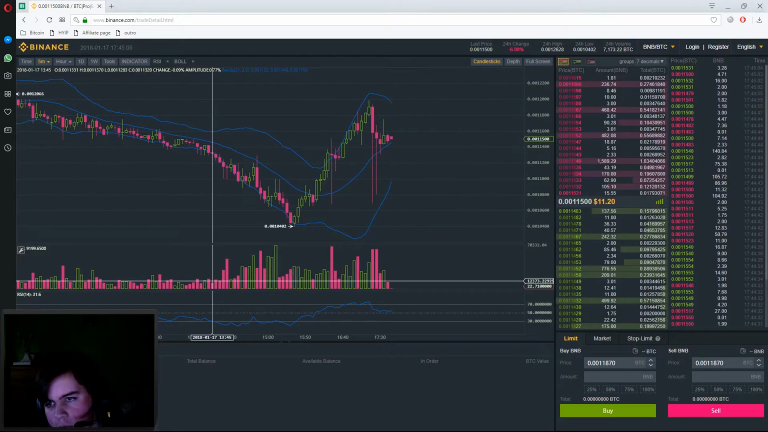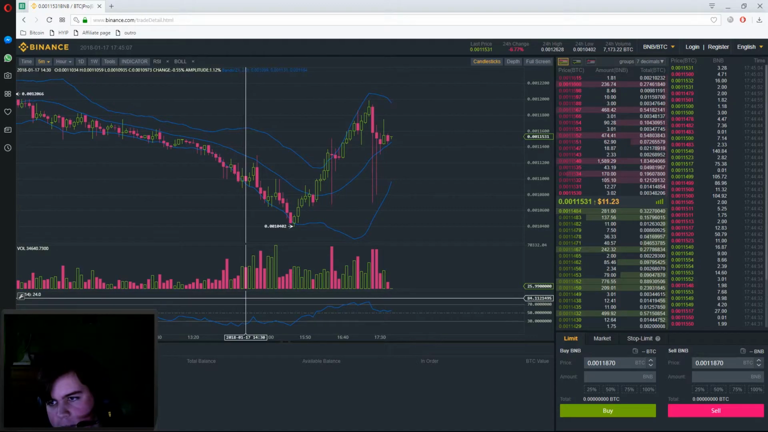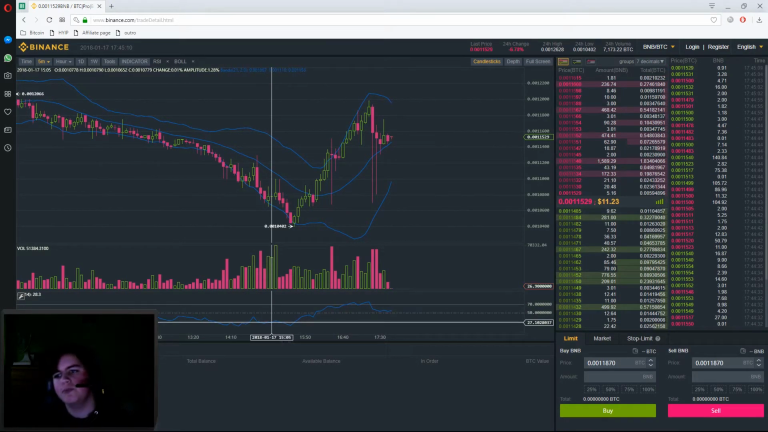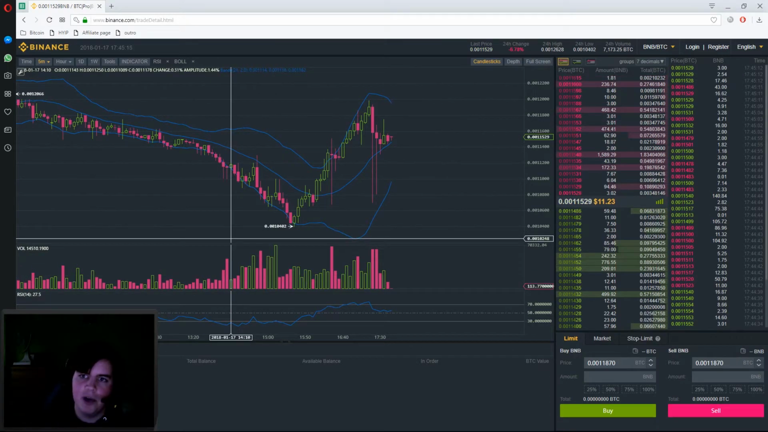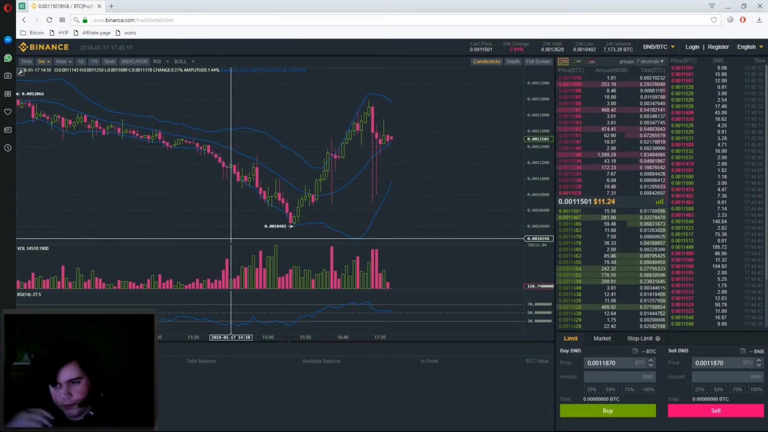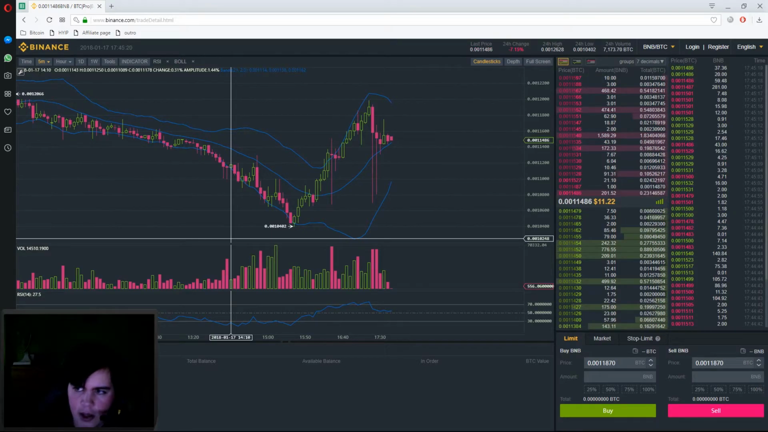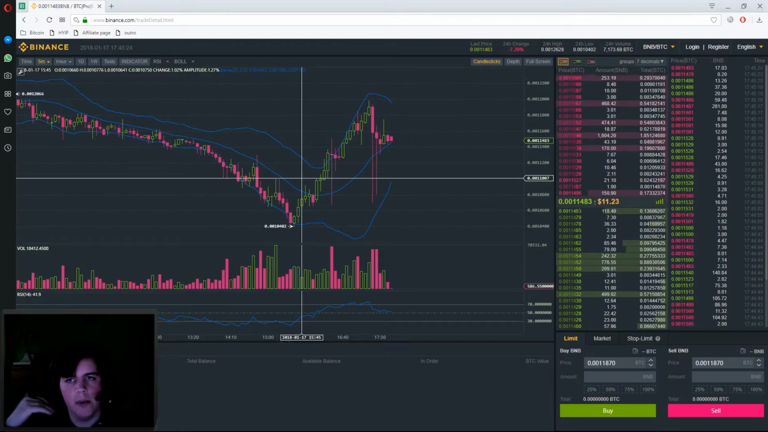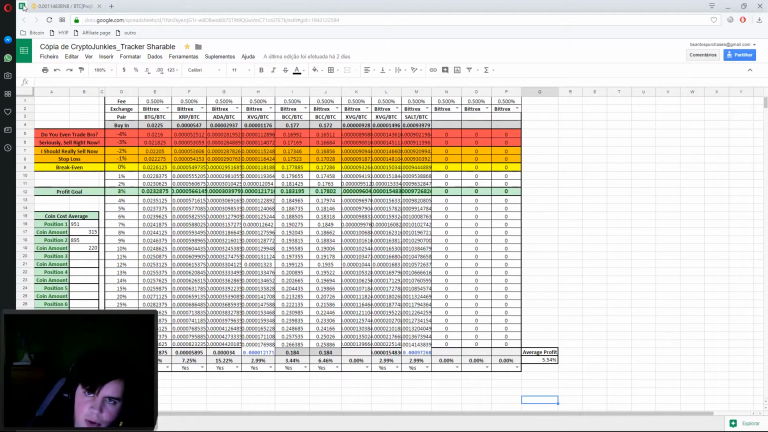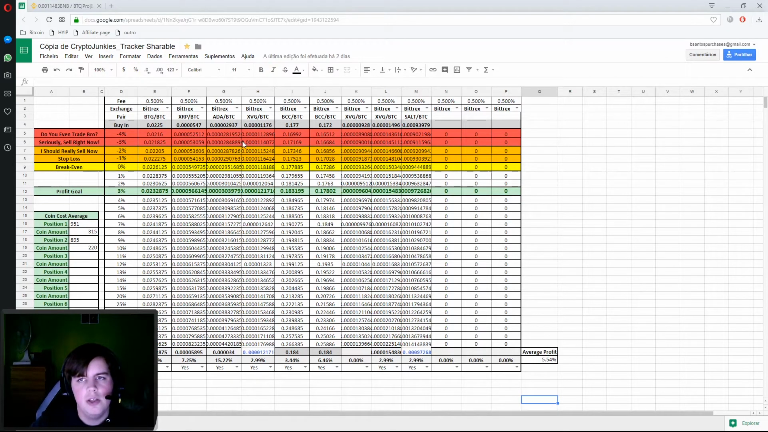You would buy here, and you would keep buying as the market kept going down. So the price per coin would be lower. So instead of needing to sell for a high amount, you are lowering the amount you need to sell for a profit. So those prices can also be calculated in the spreadsheet that we made on our Discord.